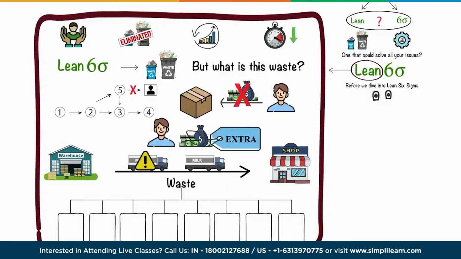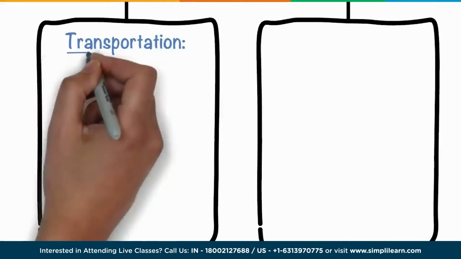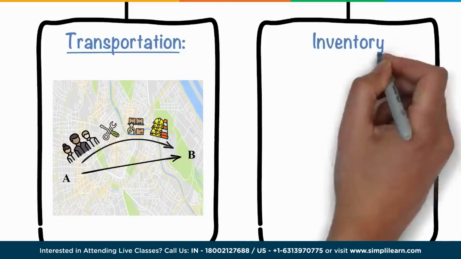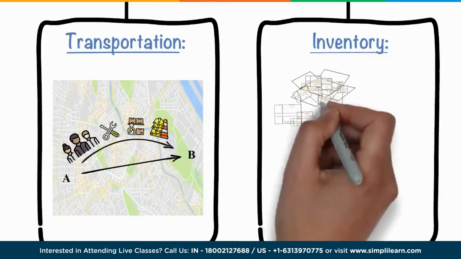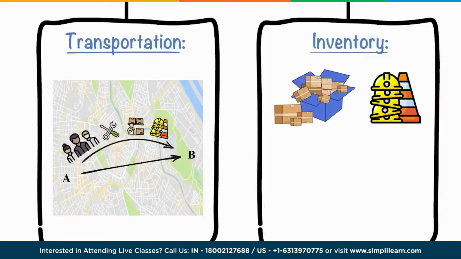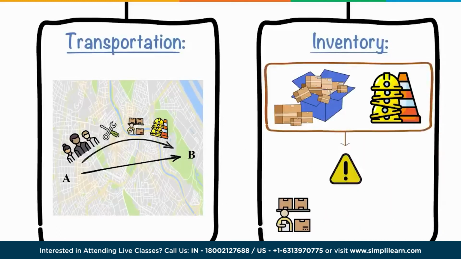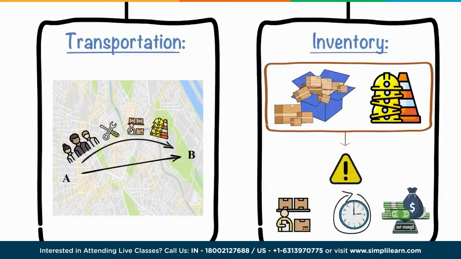Let's have a look at each of them. 1. Transportation. This waste refers to the excess movement of people, tools, inventory, equipment, and other components of a process than is required. 2. Inventory. This waste occurs due to having more products and materials than required. This can cause damage and defects to products or materials, greater time for completion, inefficient allocation of capital, and so on.